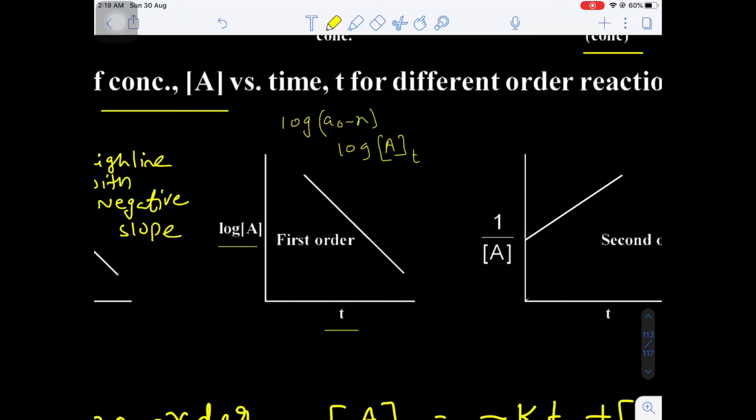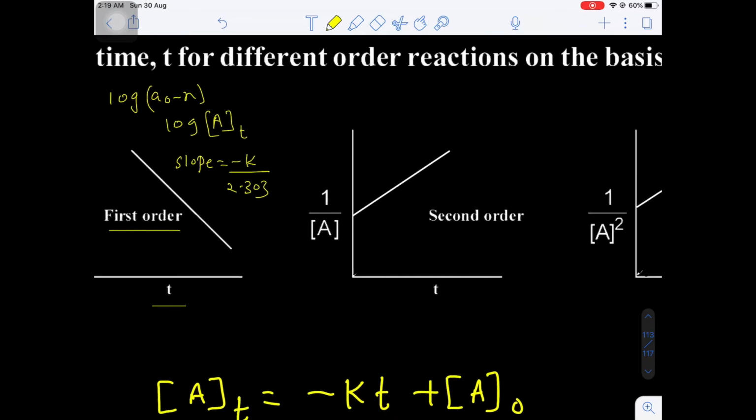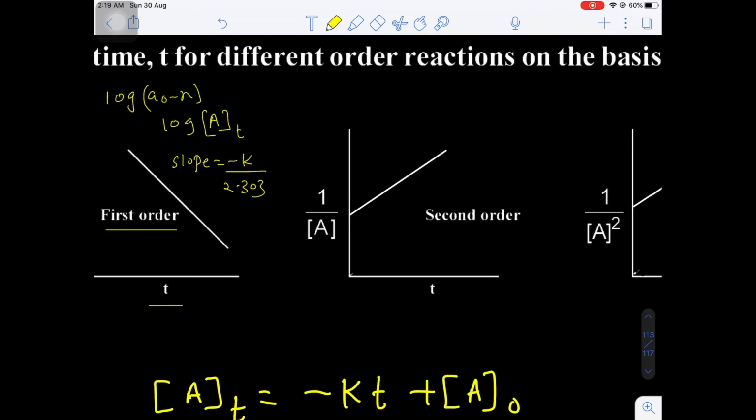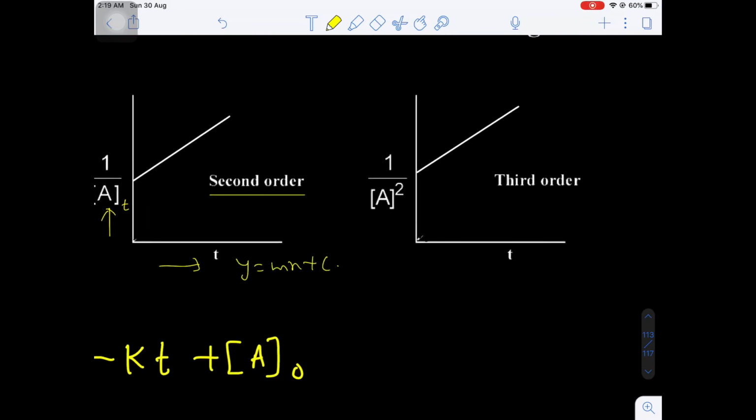There will be a straight line with a negative slope here also, corresponding to first order kinetics, and the slope will be equal to minus k divided by 2.303. And similarly 1 by concentration of reactant at a time interval t on the y-axis and time taken on the x-axis, you will get a y is equal to mx plus c straight line. This is second order.